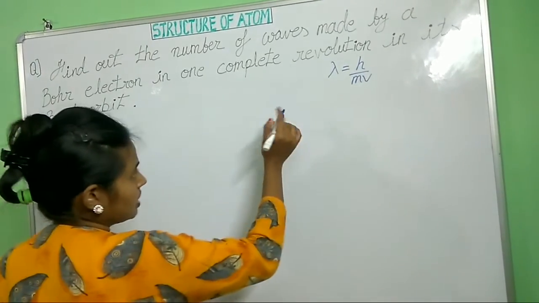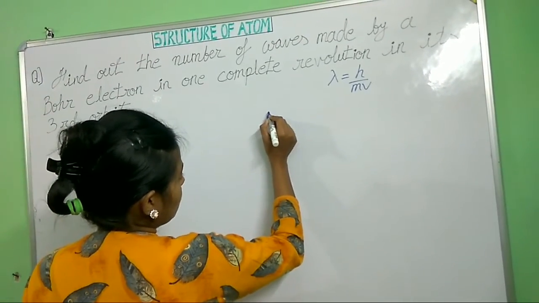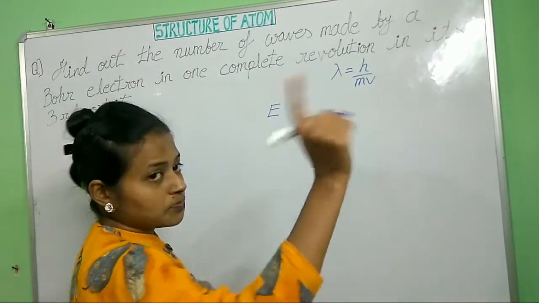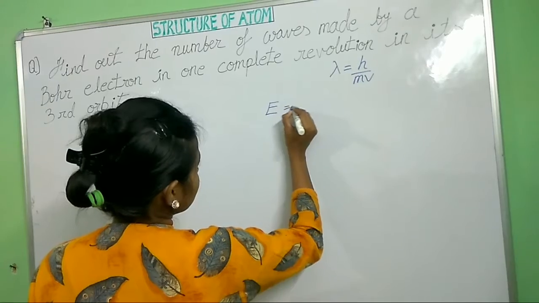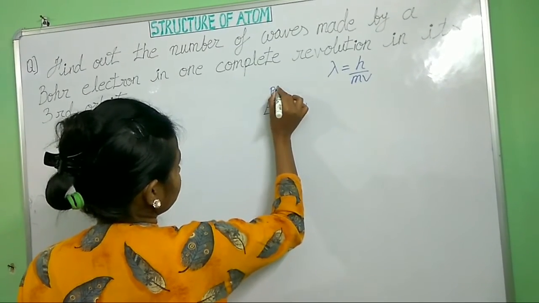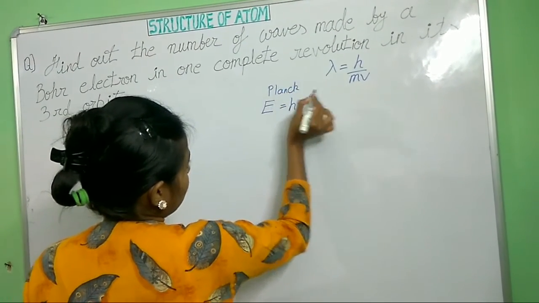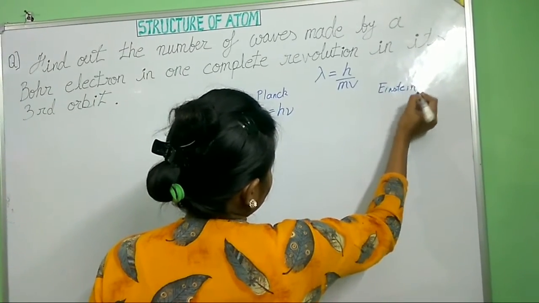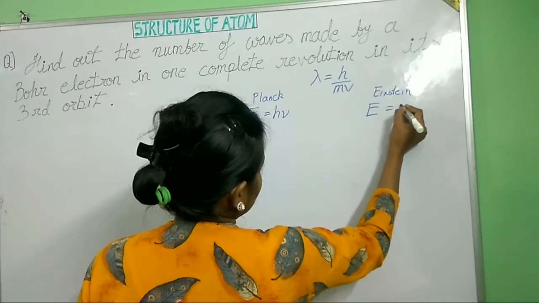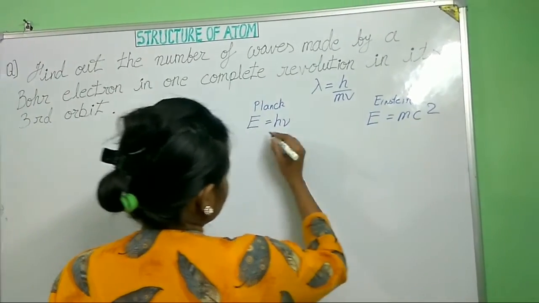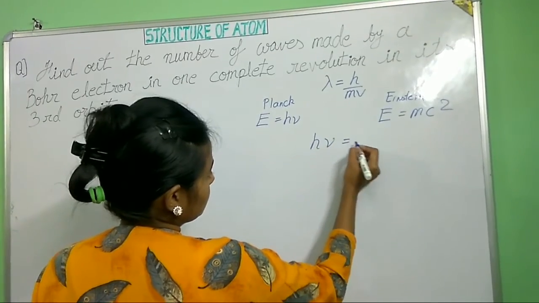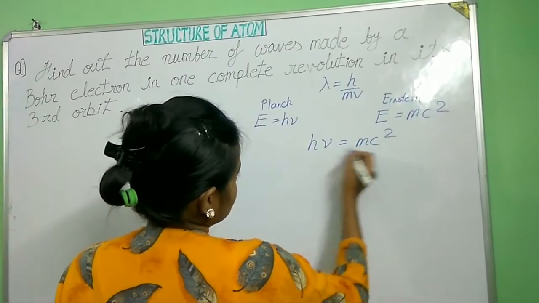First, let us see how to derive this. According to Planck, what is the energy of a photon? Energy of a photon is directly proportional to its frequency. So, E equal to h nu according to Planck, right? And what did Einstein state? Einstein stated that E equal to mc square, right? So let us take both these equations, and h nu will be equal to mc square.